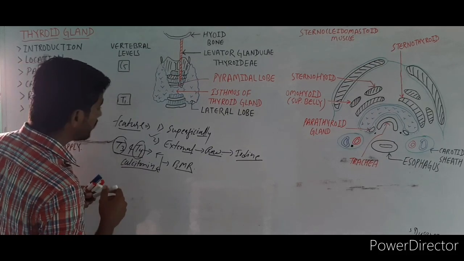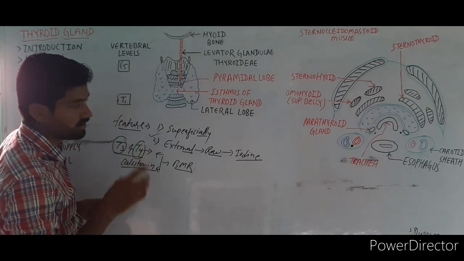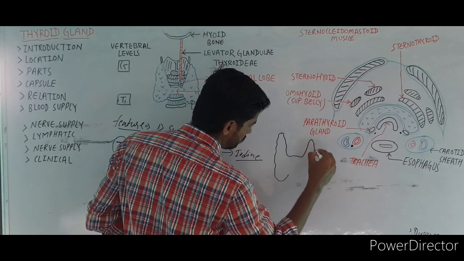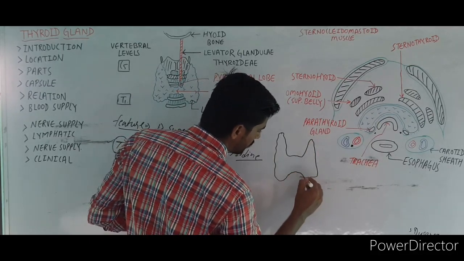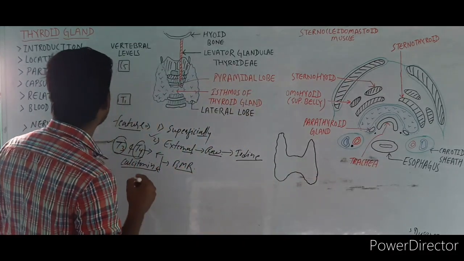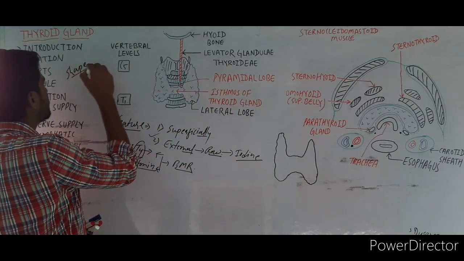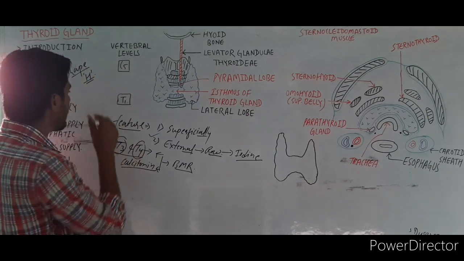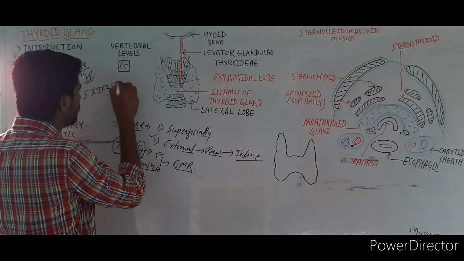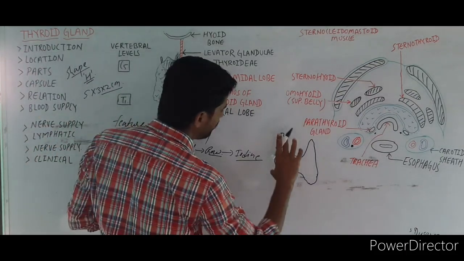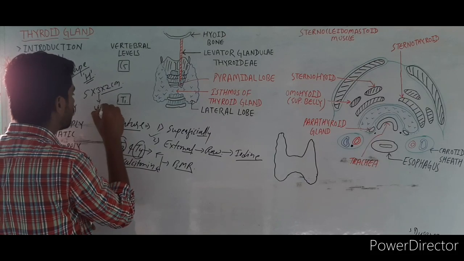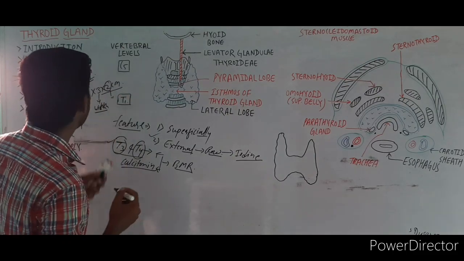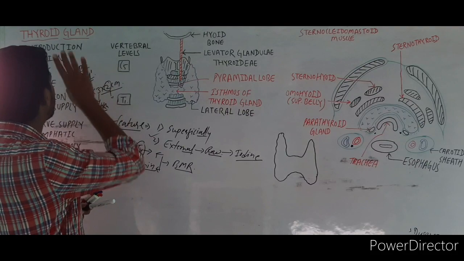Now the shape of the thyroid gland is H shape. This is the shape of the thyroid gland. Now what about the dimensions? The dimensions are 5 × 3 × 2 cm. 5 is the length, 3 is the width, and 2 is the thickness. So these are the dimensions of the thyroid gland.